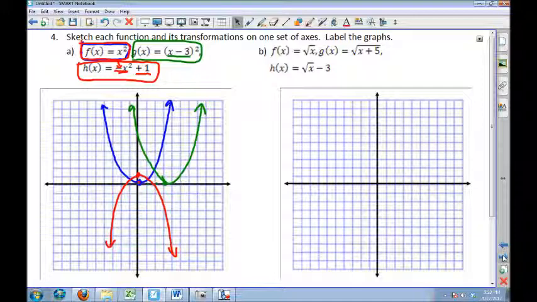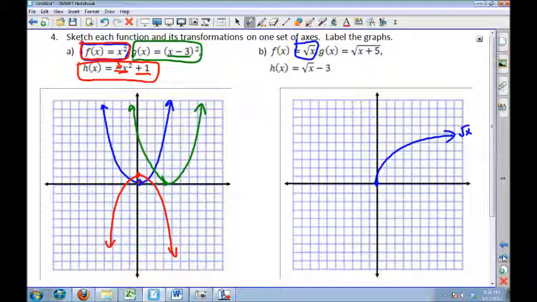Moving on to the second set. Again, my first graph is the square root of x. If you recall, the square root of x has a domain of values of x greater than or equal to 0, and a range of values of y greater than or equal to 0. And it sort of looks like half of a sideways parabola. This is my square root of x function.